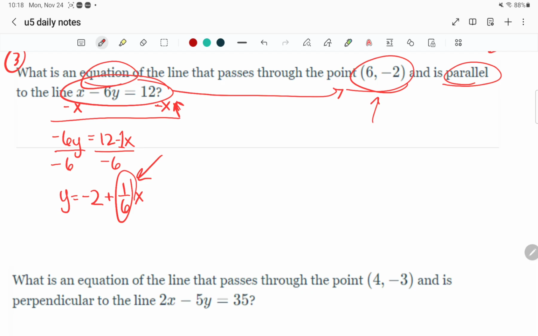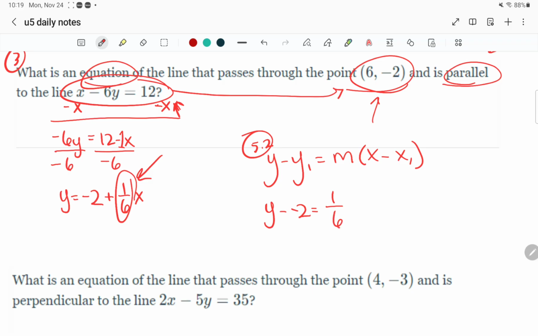Well, I know a formula that only needs a point and a slope. That is y minus y1 equals m times x minus x1. This was what we did in 5.2. And then I just plug in my stuff. So my y value is -2. My slope was 1/6. I did not have to change it because this was a parallel line. X minus 6. And that's what I put into Delta Math.